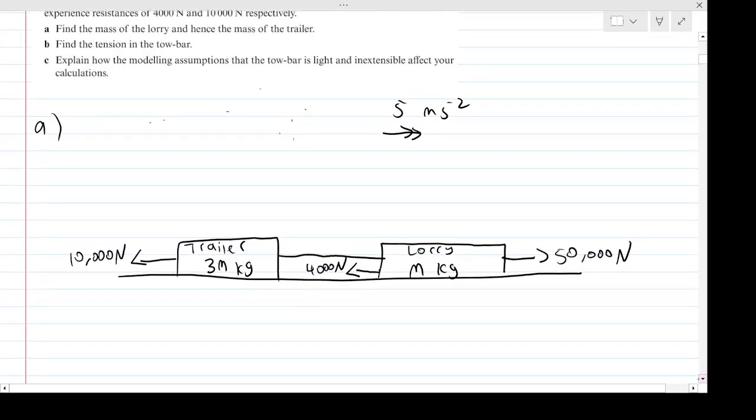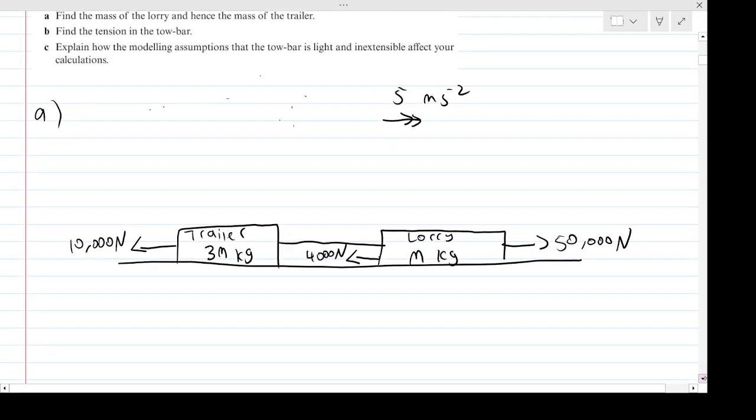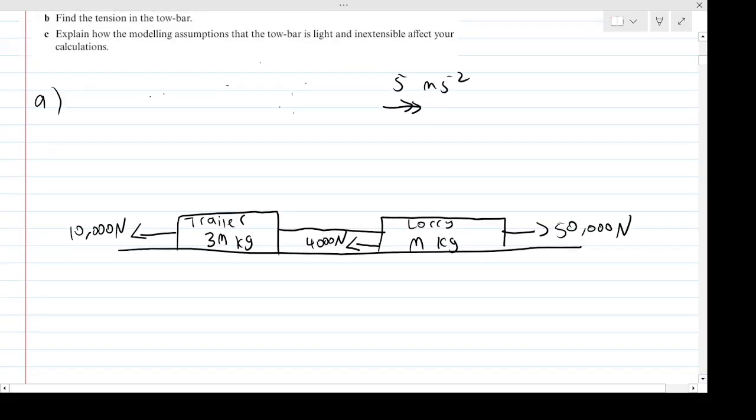Now, I alluded to at the start that when we have two objects connected together, so we've got this tow rope, and they're moving in the same direction, so they're both moving forward, we can consider them as just one particle. Now, there's one more thing you need to remember. There's another thing we need to consider that isn't explicitly told, and it's this tow rope here. It's this towing thing here.